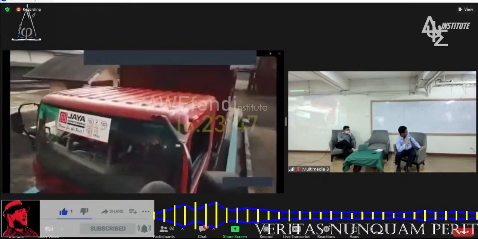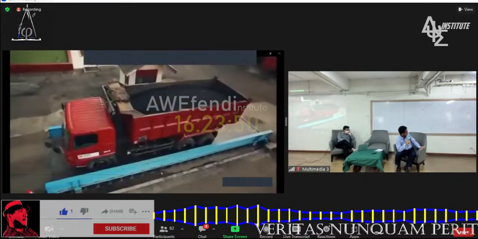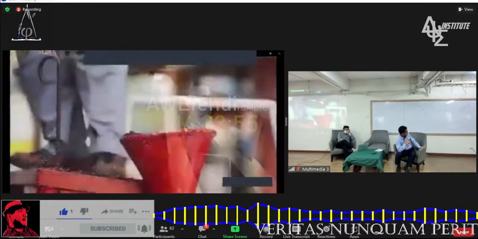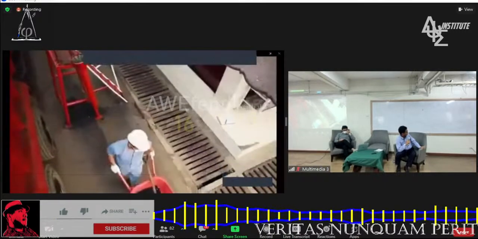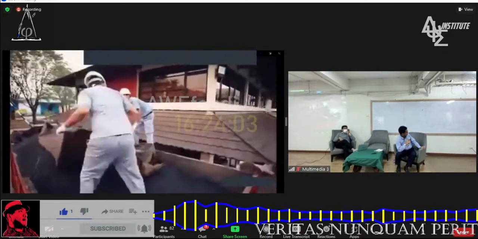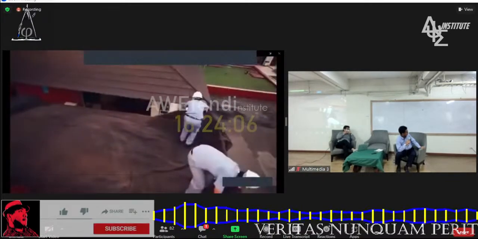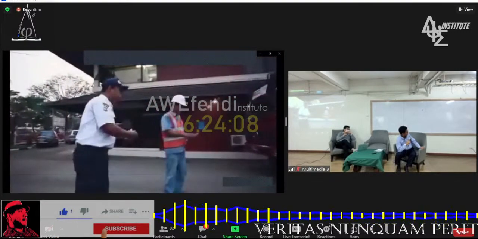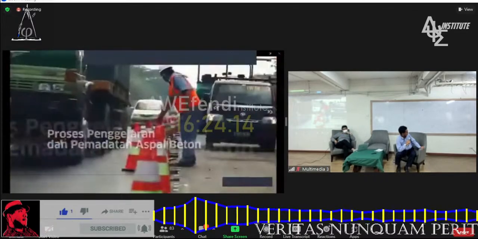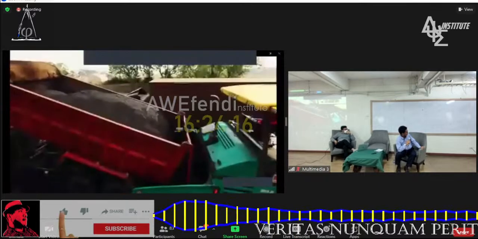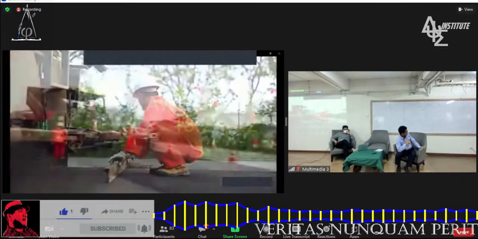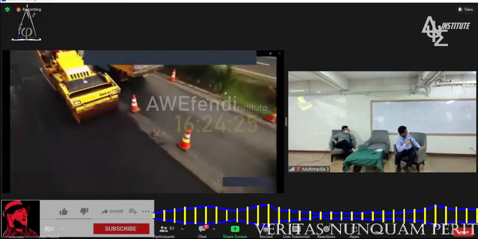Dump truck yang telah terisi aspal beton ditimbang pada jembatan timbang. Kemudian dilakukan pengecekan temperatur, pengambilan sampel aspal beton untuk uji mutu di laboratorium. Penutupan dengan terpal dilakukan untuk mempertahankan temperatur tetap tinggi dan mencegah air hujan masuk ke dalam bak truk. Setelah proses tersebut, aspal beton siap dibawa menuju lokasi penggelaran. Proses penggelaran dan pemadatan aspal beton dikerjakan dengan penuh ketelitian untuk tetap mempertahankan kualitasnya.